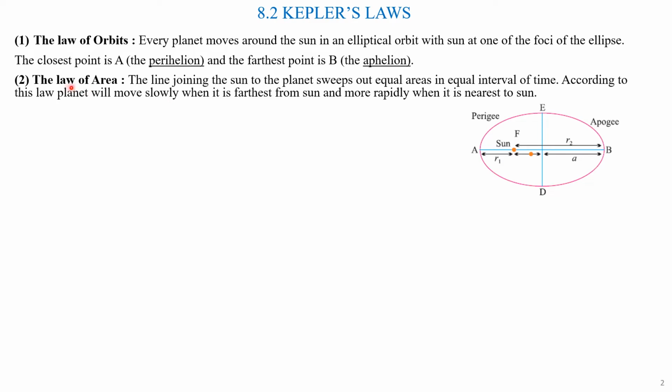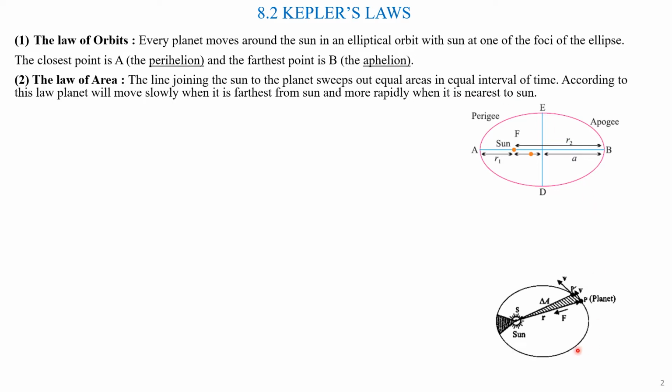Second law, called the law of area. The line joining the sun to the planet sweeps out equal areas in equal intervals of time. That means the sun sweeps equal areas in equal intervals of time. According to this law, the planet will move slowly when it is farthest from the sun and more rapidly when it is nearest to the sun.